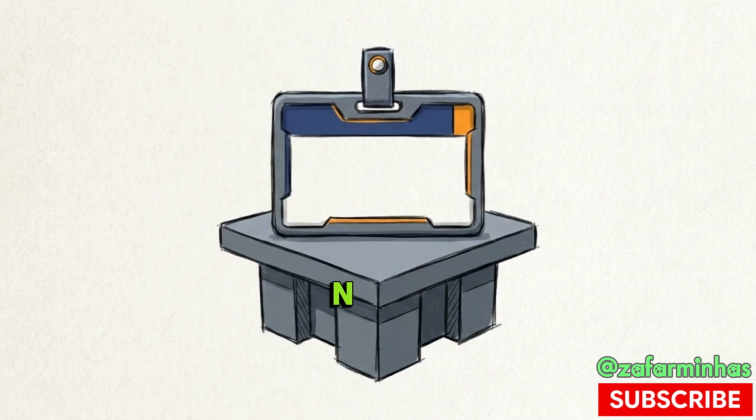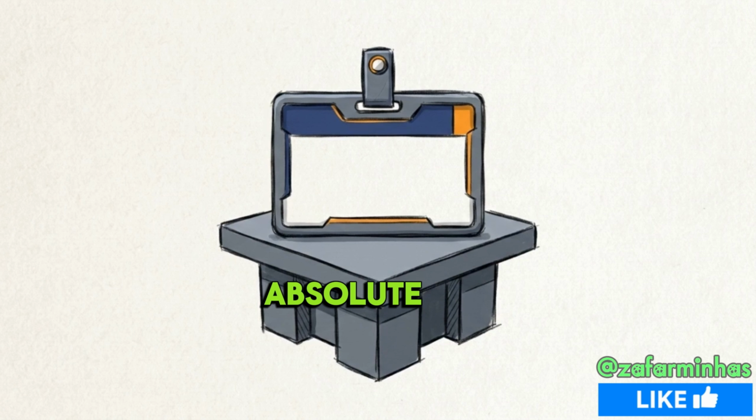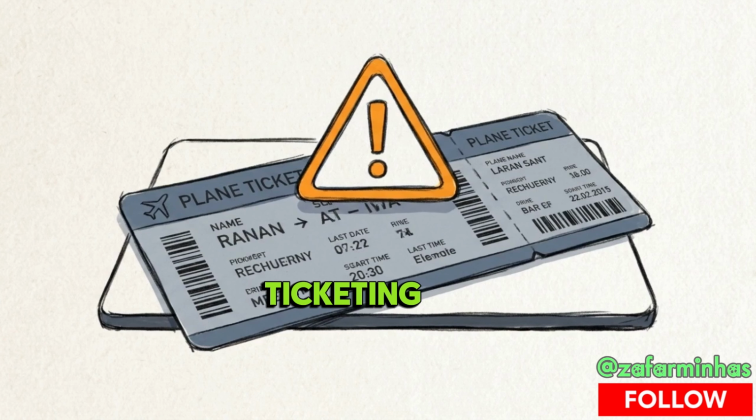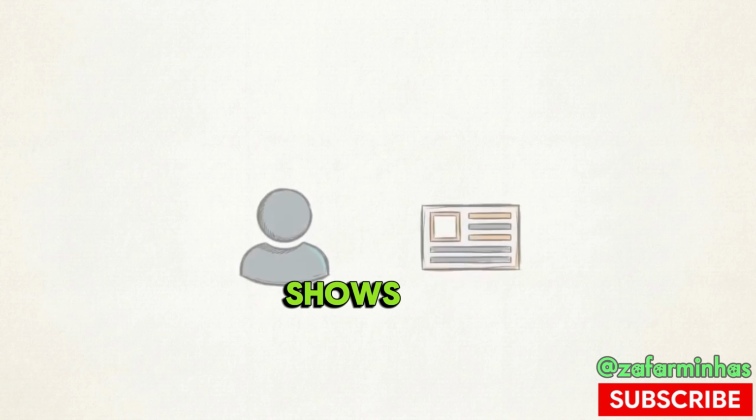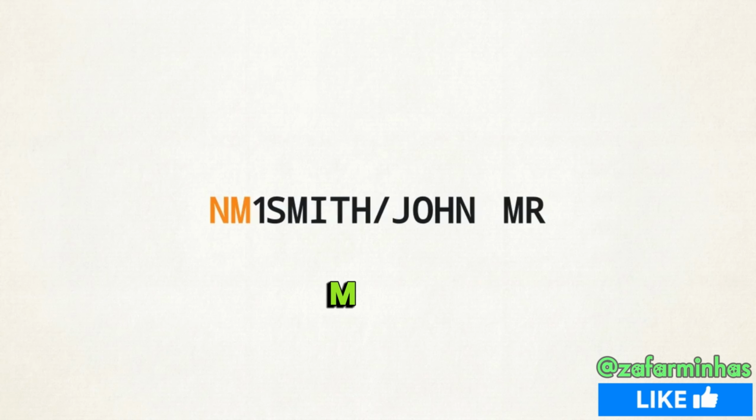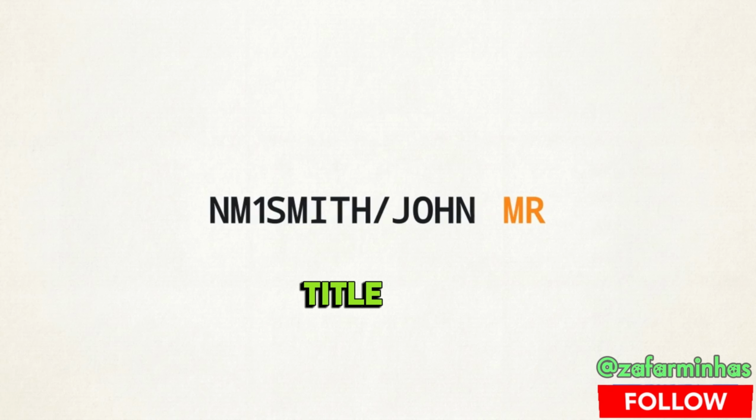Next, we move to the N in P.R.I.N.T, the name element. This step requires absolute precision, as formatting errors here are a frequent cause of ticketing issues. This breakdown shows the exact syntax for an adult passenger. It starts with NM for name, followed by 1 for the seat occupant number. You type the family name, a required slash, the given name, a space, and finally the passenger title.